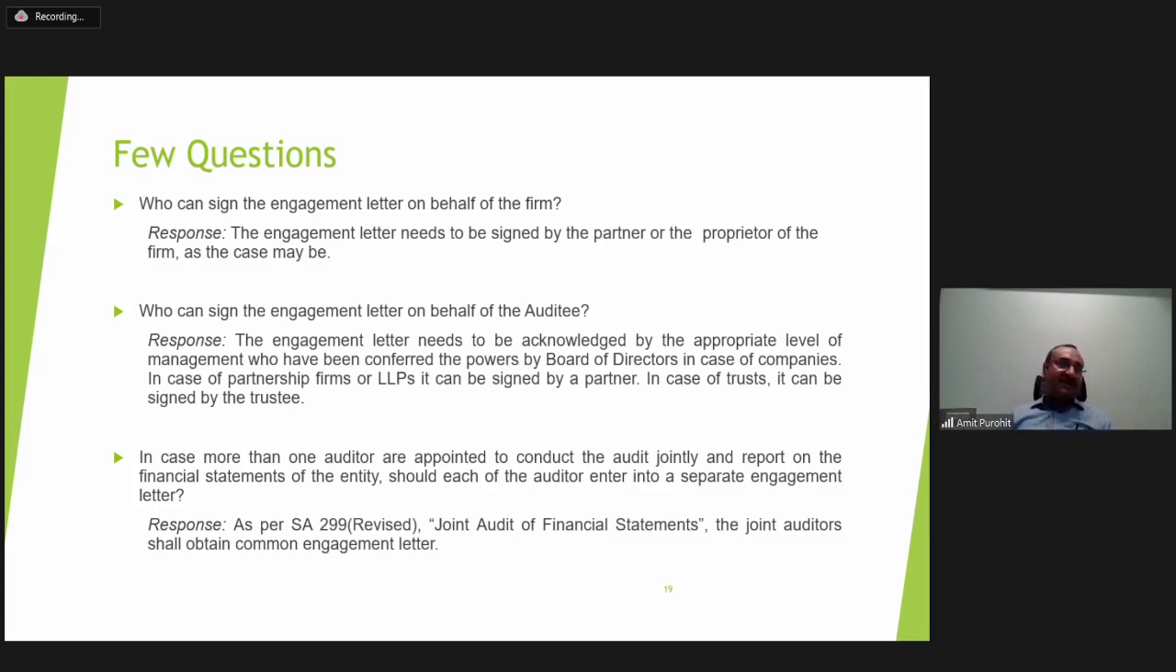Now, another question which arises is, in case more than one auditor is appointed to conduct the audit jointly and report on the financial statements of the entity. So say, for example, there are joint auditors in a particular company. Whether both the auditors should have individual separate engagement letters with the management, or it can be a joint or common engagement letter. If you see the implementation guide on SA 210, it says that for joint audit of the financial statements, the joint auditors shall obtain a common engagement letter. So it will be like a tripartite agreement.